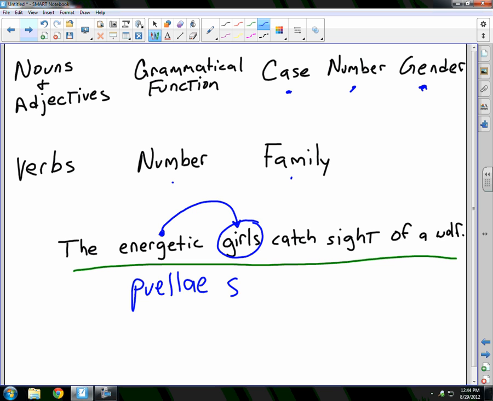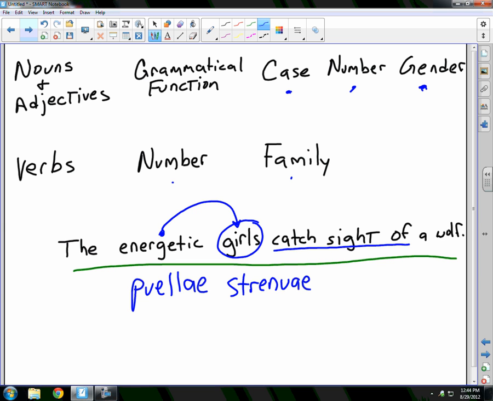Energetic. Strenu is the stem of that word. It also has to be nominative, plural, and feminine. So I'm going to use the same ending that I had for puellae because it has to agree in case, number, and gender.